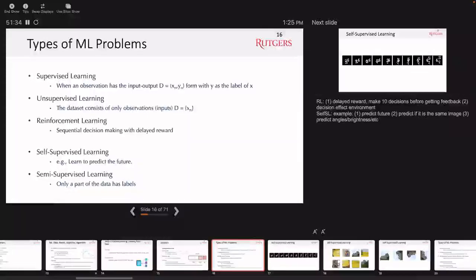And another interesting, relatively new learning problem is self-supervised learning. So self-supervised learning, you can think of it as kind of related to supervised learning and also unsupervised learning. One typical example of self-supervised learning is learning to predict the future.